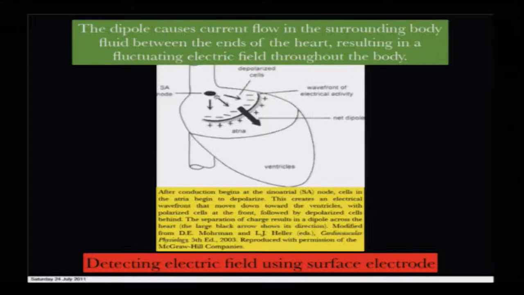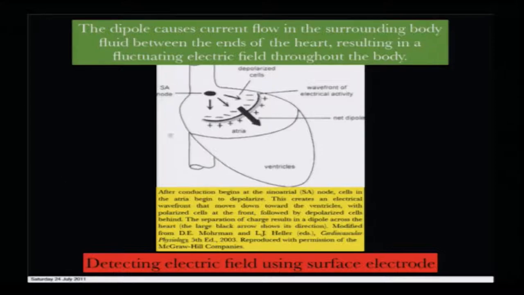If you follow this, as this wave is moving, positive, negative, positive, negative, likewise, there is a wave of dipole. If you see, the dipole causes the current flow in the surrounding body fluid between the ends of the heart, resulting in a fluctuating electrical field throughout the body.